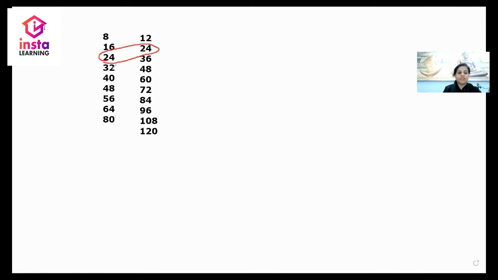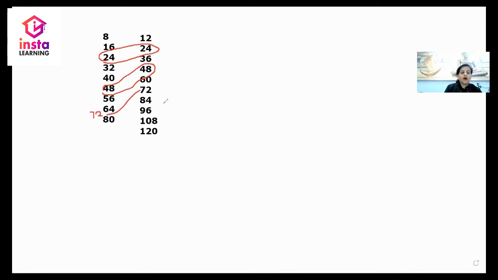Okay, 48 is matched. Here one digit is less. So 72 is less. 8 8s are 64 and 8 9s are 72. So 72 is going to be matched with this number.